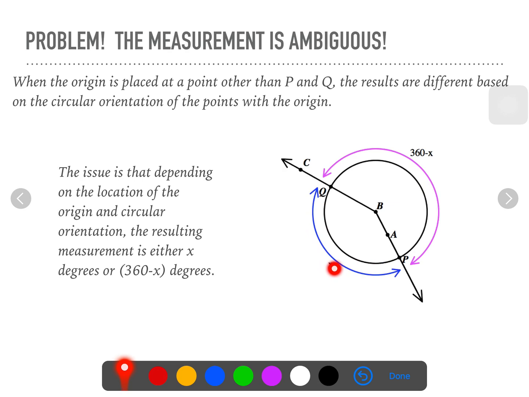But we're going to talk about that, and I'm going to show you a proof of why our definition at this point is ambiguous. So when the origin is placed at a point other than P and Q, the results are different based on the circular orientation of the points with the origin. The issue is that depending on the location of the origin and circular orientation, the resulting measure is either x degrees or 360 minus x degrees.